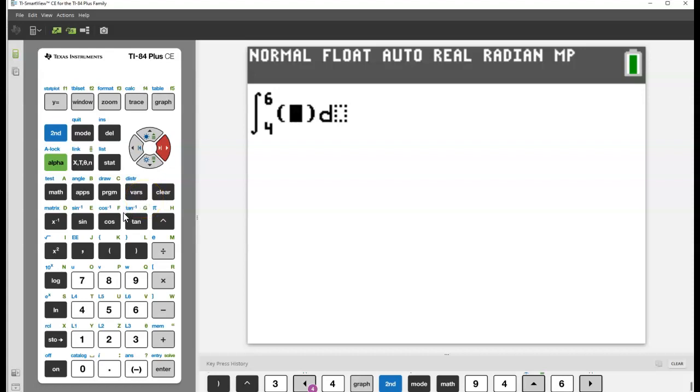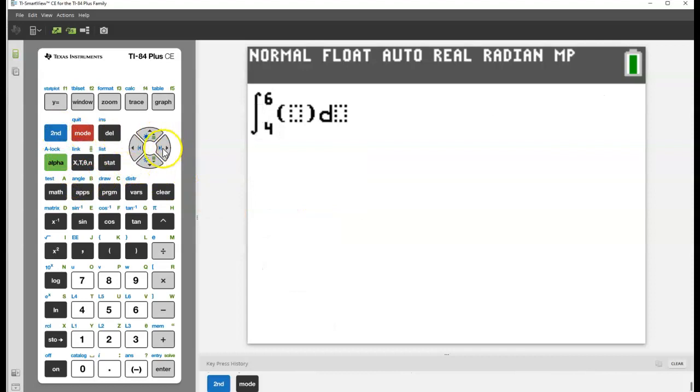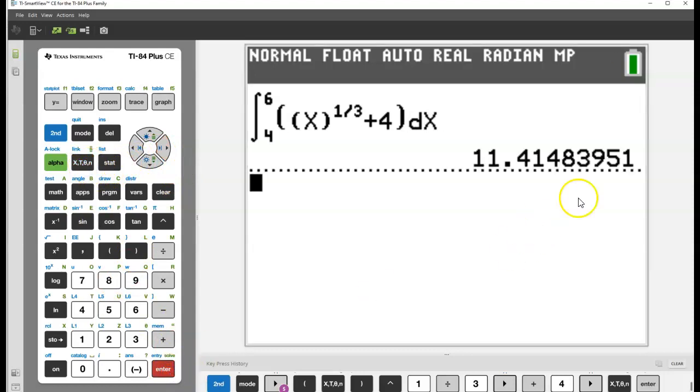Now, I do believe there's a cube root button on this calculator. If you want to, let's see if we can find it. Math number, I don't see it here. So what I'm going to do is I'm going to just do the cube root in a different way. The cube root is the same thing as y being raised to the 1/3 power. So I'm just going to do x to the power of 1/3. That's a cube root, just so you guys know. And then plus 4. And notice I put x instead of y because, once again, our calculator prefers x. But anyway, this area would be 11.415.